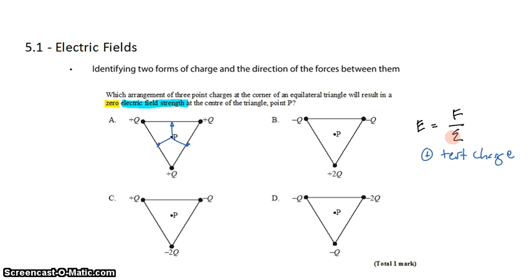0 divided by anything would be 0. So we would expect to find 0 electric field strength at the center of this triangle. This is in opposition to any of the other three triangles.